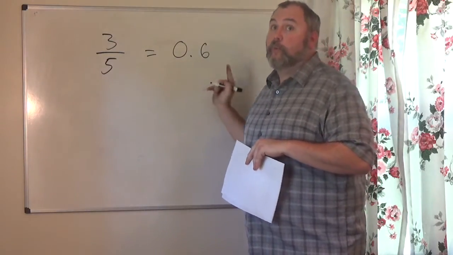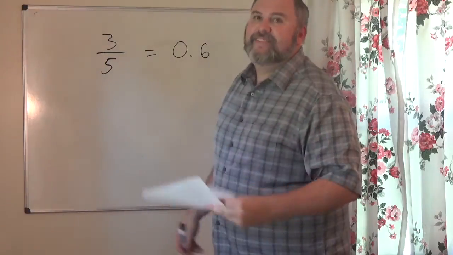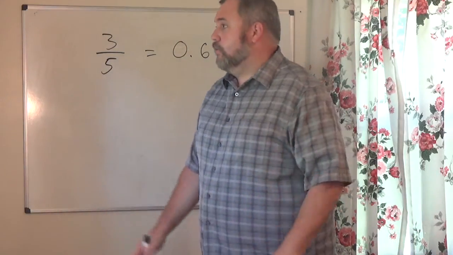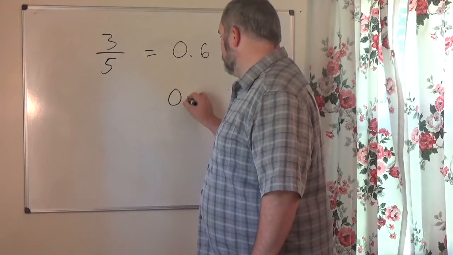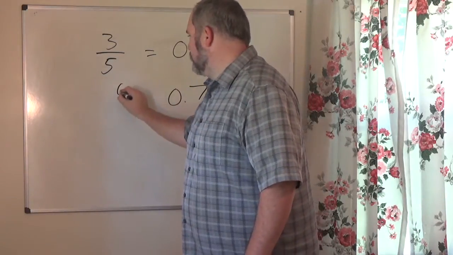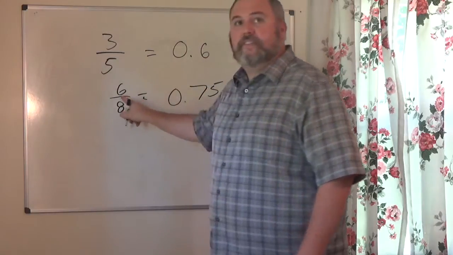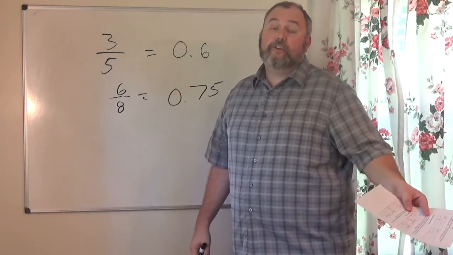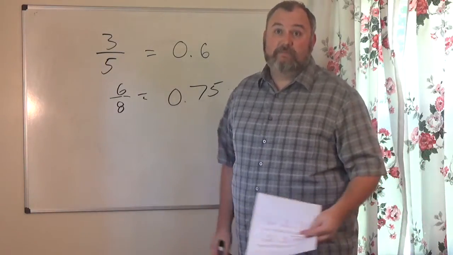Real world, 0.6. All right, 6/8. All right, 6 divided by 8, what would you get? 6/8 is 0.75. That's really simple. So all you got to do from a fraction to decimal, divide.